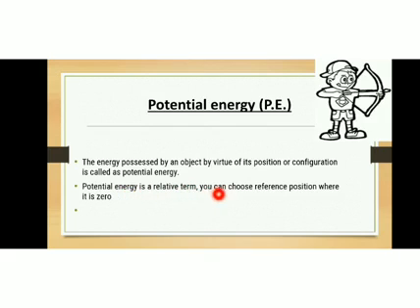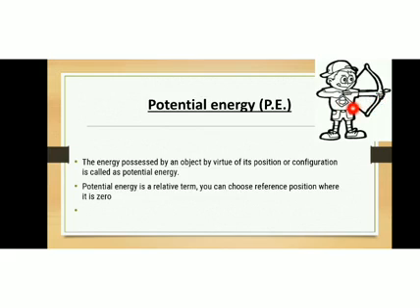Potential energy is a relative term. You can choose a reference position where it is 0, and you will understand more about this concept in our coming sessions. Here in this figure you can see a person stretching the bow and releasing an arrow, isn't it? When the arrow is released by stretching the string, the arrow will fly off the bow.